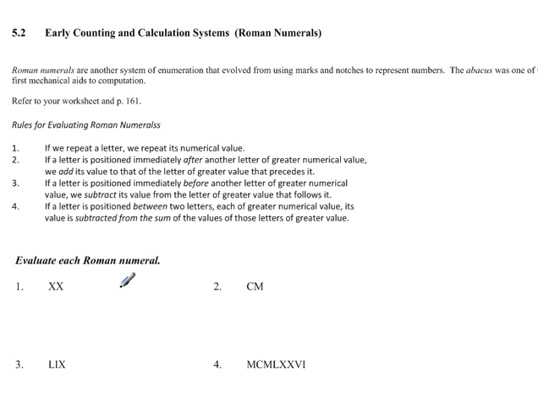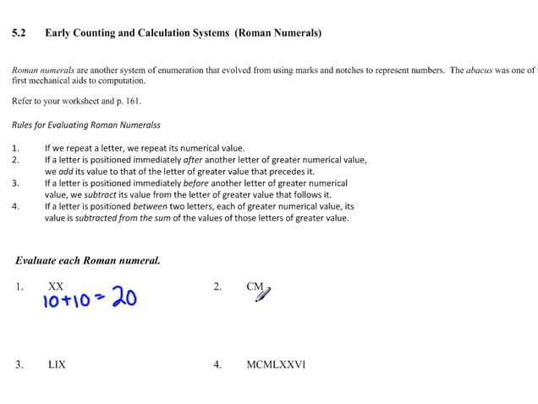Alright, so the first example uses Rule 1. You'll see that we're repeating a letter, so we repeat its value. So the first thing I do is to go ahead and write down the value for each of these symbols. So X is 10. Since there's two of the X's, you're repeating its value. You simply add them together, and this evaluates to the number 20.